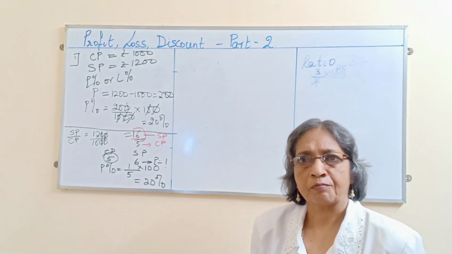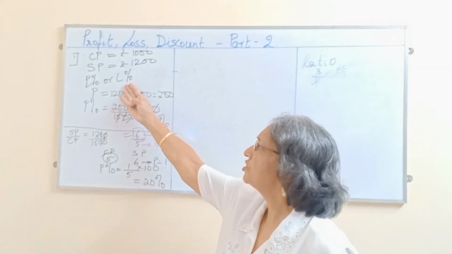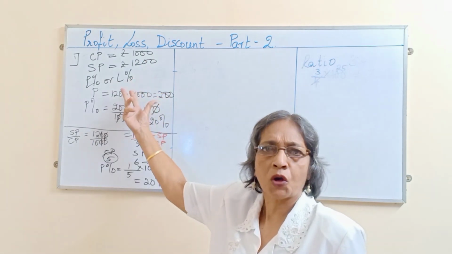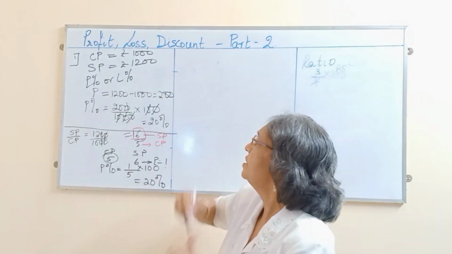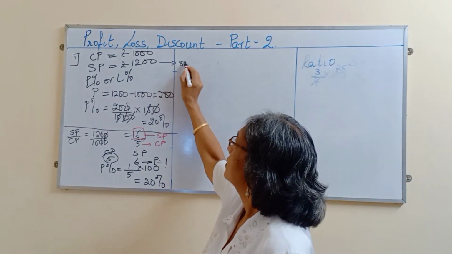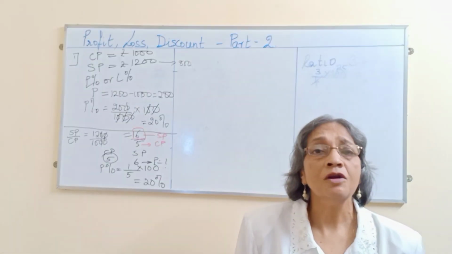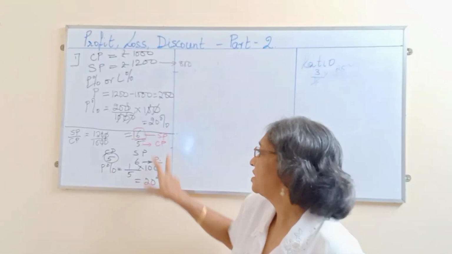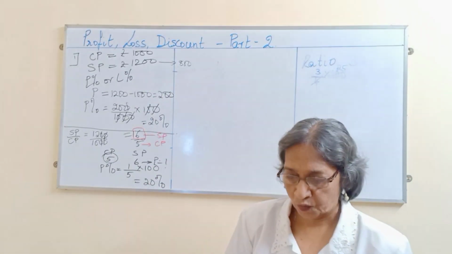The second type. Now in this case, you can get a loss. If I had given you the SP as 800, you all know what to do. This would be 800. So then in that case, I would get a loss. My loss would be 20% if you calculate the same way.